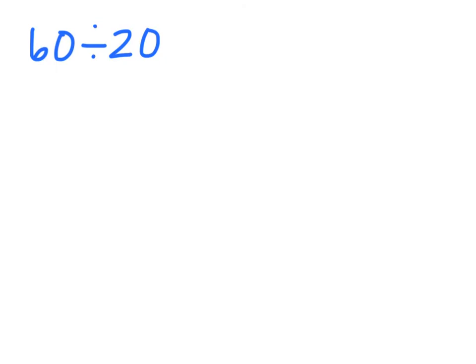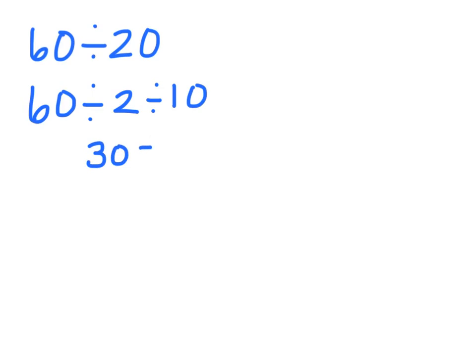Let's work on dividing numbers by multiples of 10. First, let's begin by dividing 60 by 20. We can break apart numbers to divide whole numbers, just like we broke apart numbers to multiply. So we're going to begin by taking 60 divided by 2 divided by 10. So first we'll divide 60 by 2, which gives us an answer of 30, which we will then divide by 10. 30 divided by 10 gives us an answer of 3.